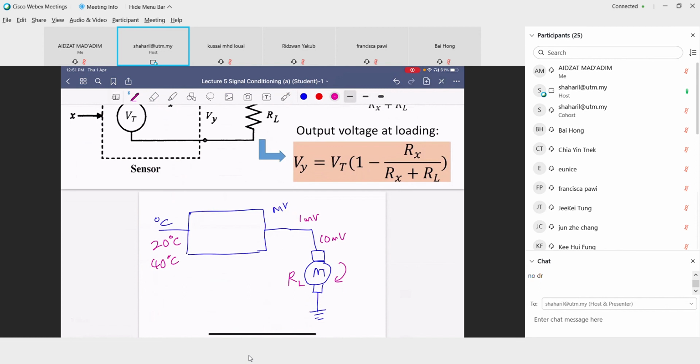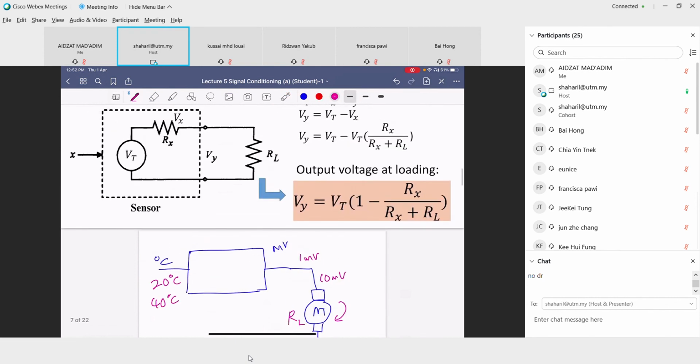Another example is when you want to check the output from this transducer, you use a multimeter. That multimeter also has resistance. That resistance we call the loading resistance. And then inside the transducer, it also has what we call internal resistance.